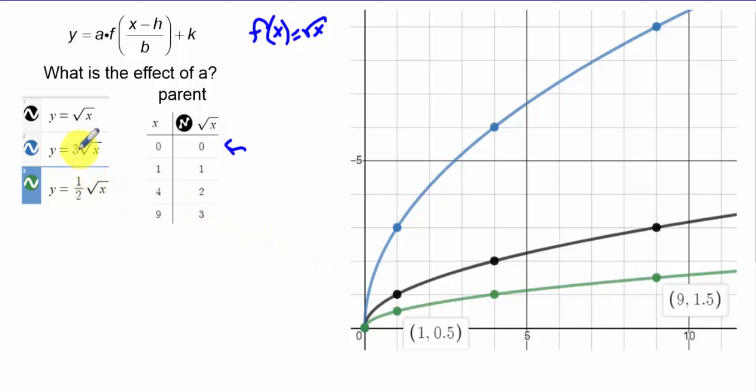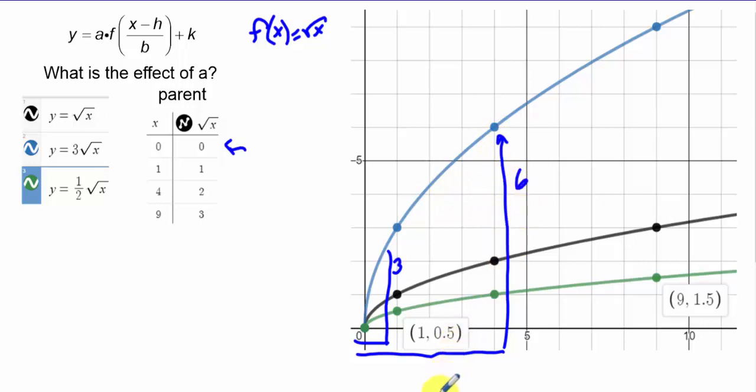Now, if we look at this graph of 3 root x, here's our parent function over 1, up 1. This goes over 1, up 3. And then this guy goes over 4, but up a total of 6. Now, normally we go over 4 and up 2, and this is now 6. This was over 1, up 1, and now it's 3. And when we go over 9, we're all the way up at 9. So you'll notice what's happened is all these y values have basically been multiplied by 3. All right, which is a pretty significant thing.